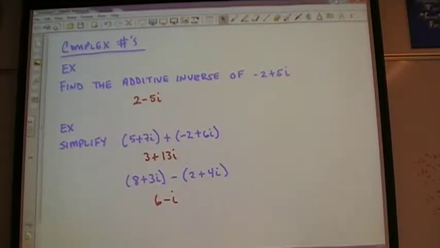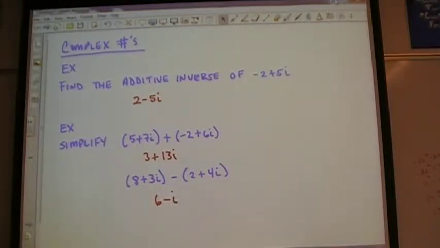So what's the additive inverse of 5i? Negative 5i. What's the additive inverse of 1 minus 3i? Negative 1 plus 3i. So you have to end up with 0. Write down the next example.